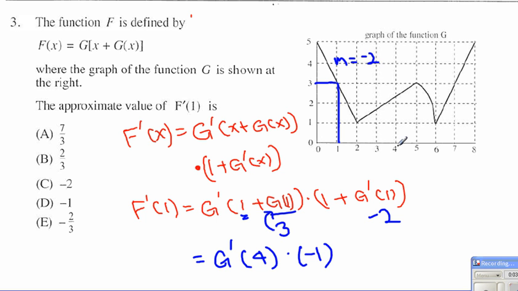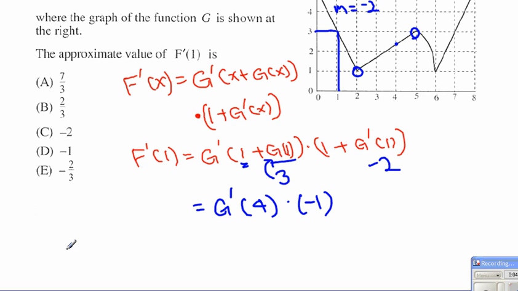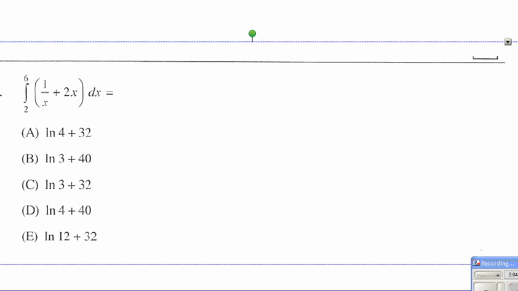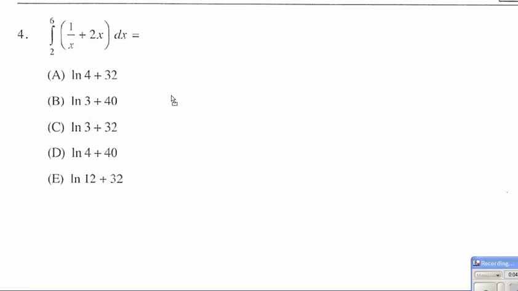But what is g prime of 4? G prime of 4 is simply the slope at that value, but we realize two particular points that have integer values. So as we go over 3, we went up by 2, so therefore the slope here becomes 2/3. But in fact, we have negative 1, therefore our answer is negative 2/3. Answer is choice E. Now, next.